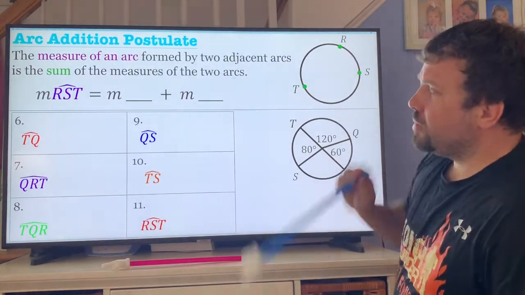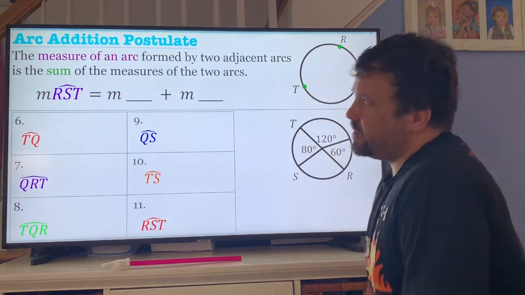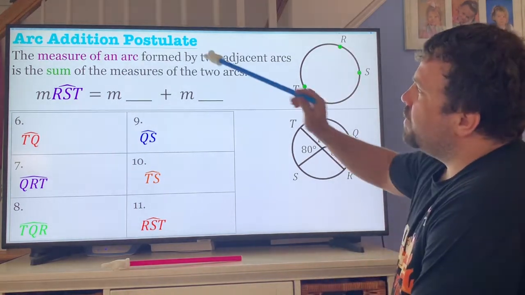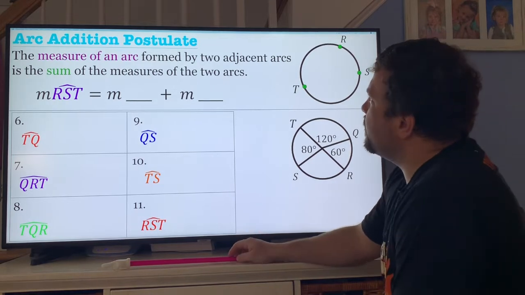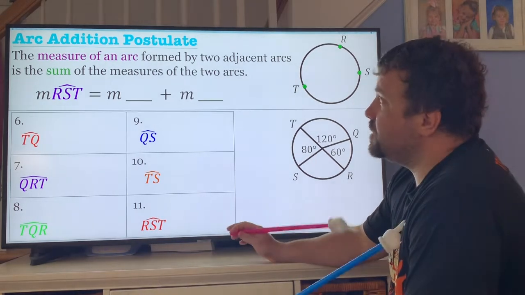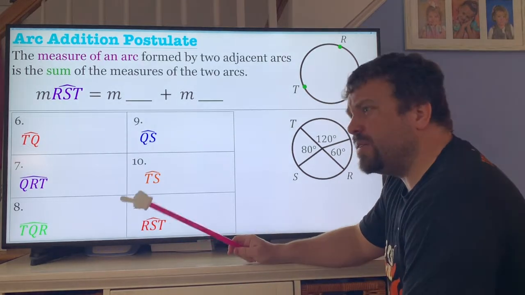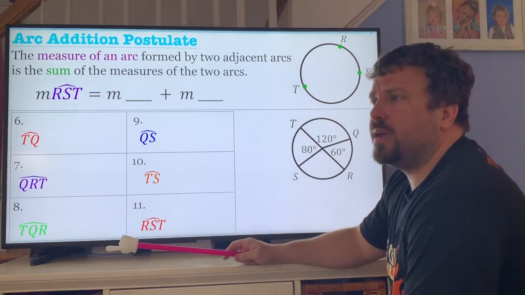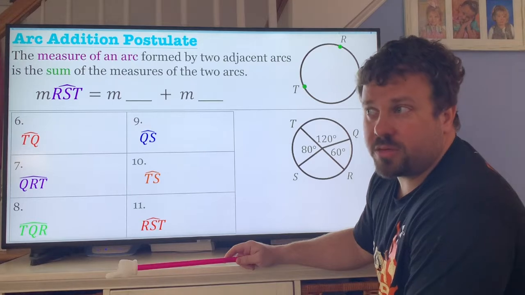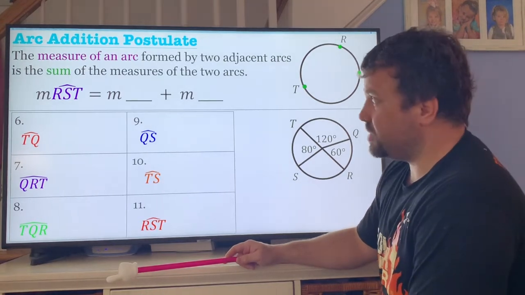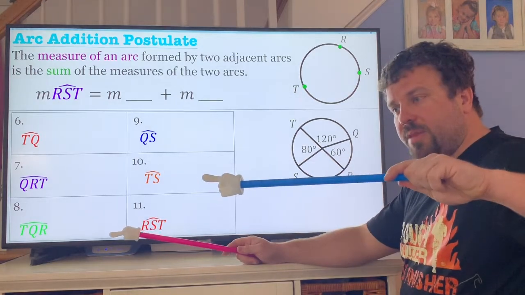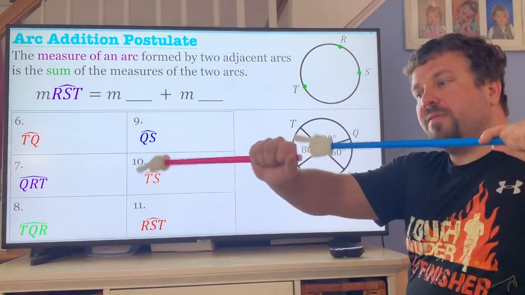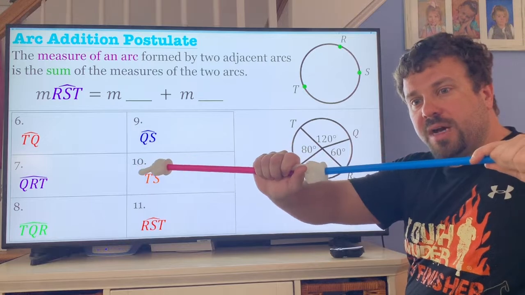All right. We're going to throw a little wrinkle in here. This isn't very difficult, but it's pretty simple. We have the arc addition postulate, all right? The measure of an arc formed by two adjacent arcs is the sum of the measures of the two arcs. Very similar to the way the segment addition postulate worked, or the angle addition postulate worked, just with arcs. So remember the segment, say I had one line segment that was 5, the other one that was 4. If I combined them together, 5 plus 4 was 9, right?